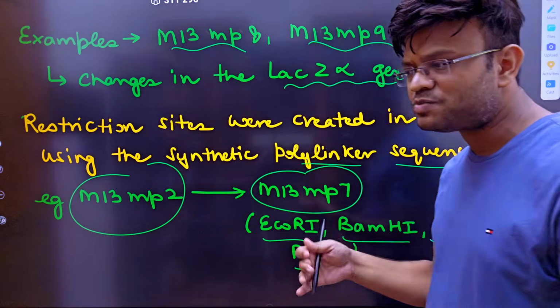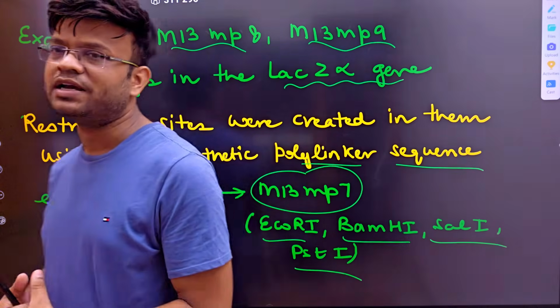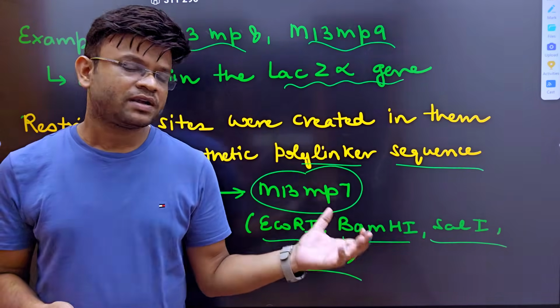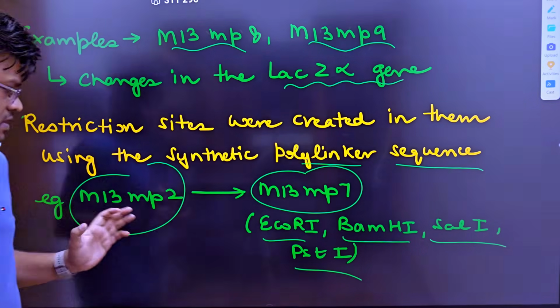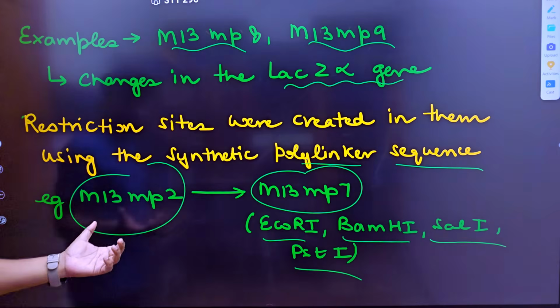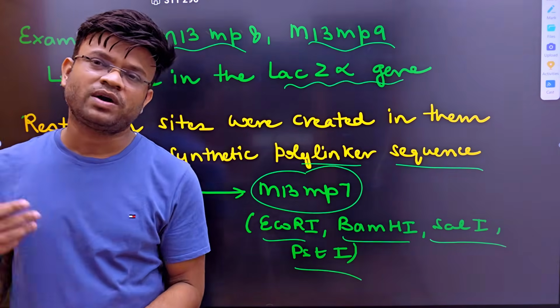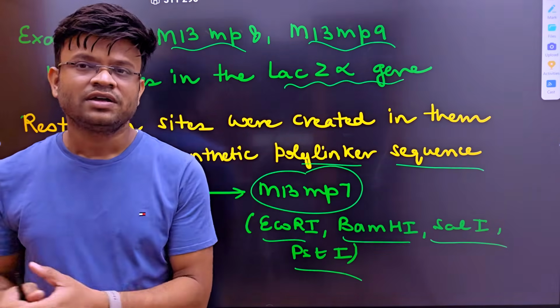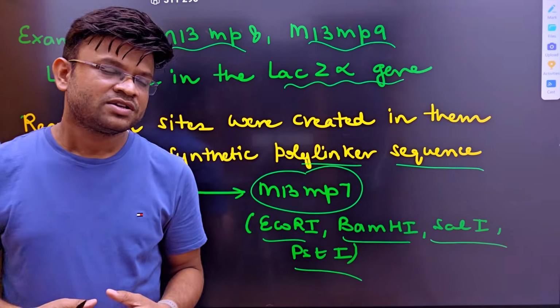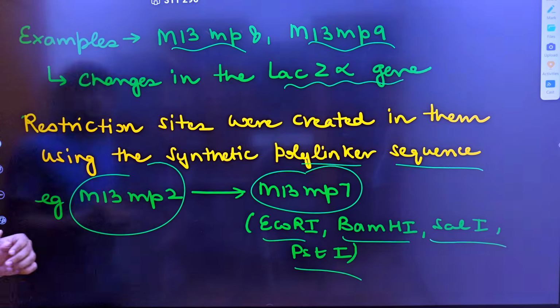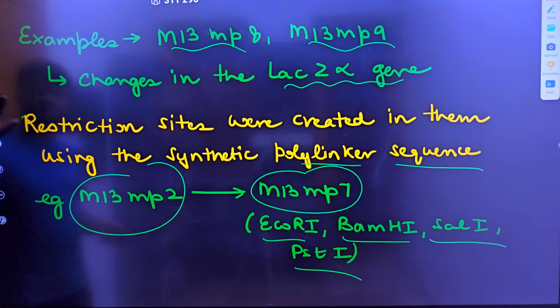So this was one of the problems previously. We had to add polylinkers before, but now as the research is progressing, the previous M13 vectors are converted into modern ones, which already have these restriction sites in them. So this is again a great step in vector biology.